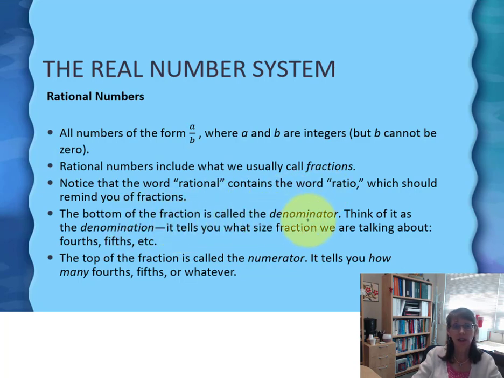The bottom of the fraction is called the denominator. Think of it as the denomination. It tells what size fraction we're talking about, such as fourths, fifths, halves, thirds, tenths, and so on. The top of the fraction is called the numerator. It tells you how many fourths, how many fifths, and so on.